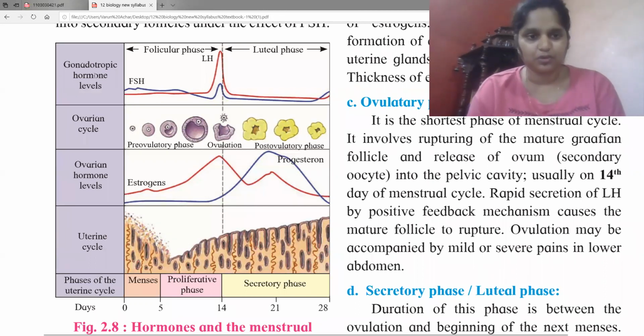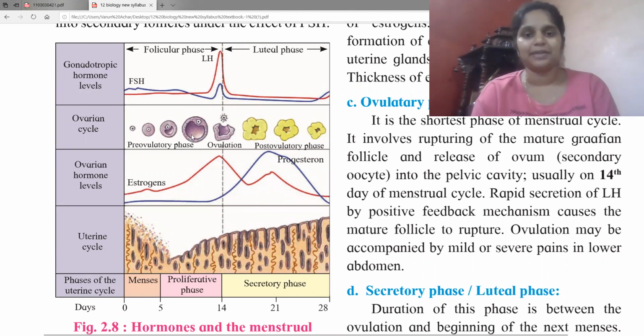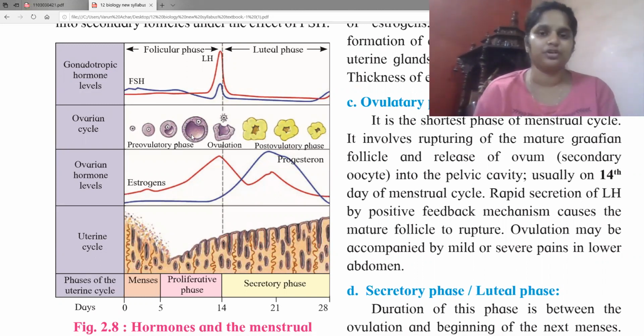First of all, they have told us about the hormones and the changes that take place in hormones in column number 1 and column number 3. Then they have also told us what happens in the endometrium of the uterus in column number 4. And in column number 2, they have told us about the changes that take place in the formation of your secondary oocyte, or the ovum.